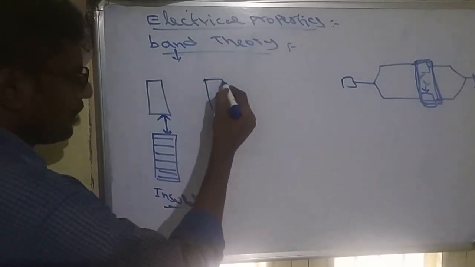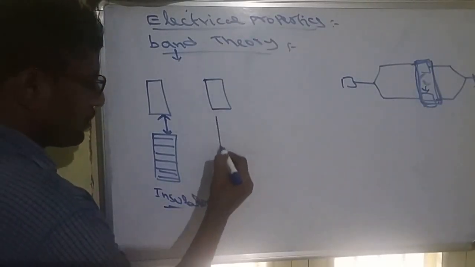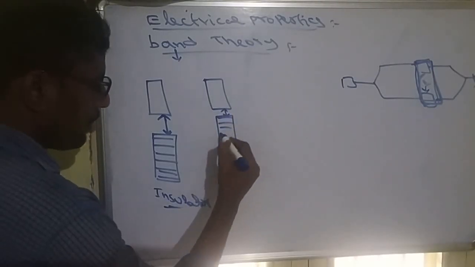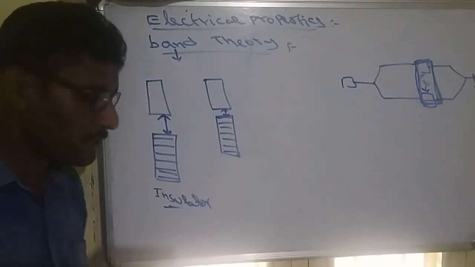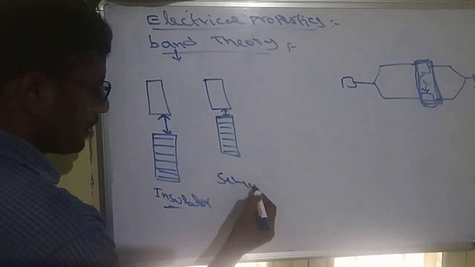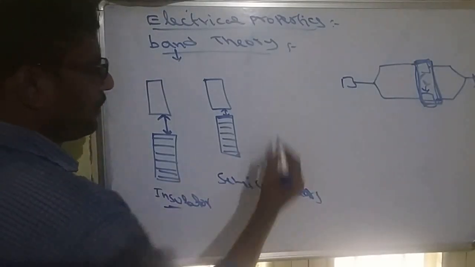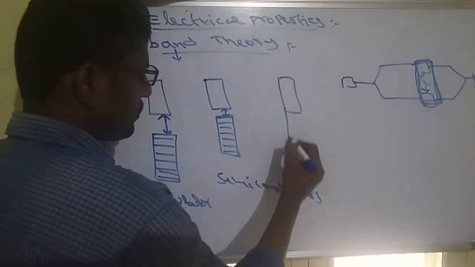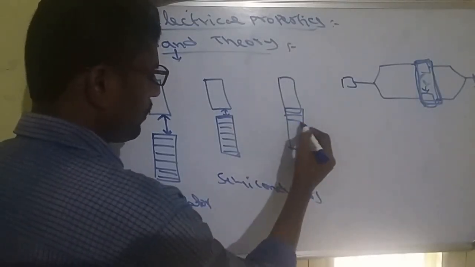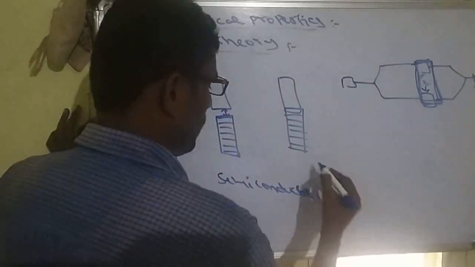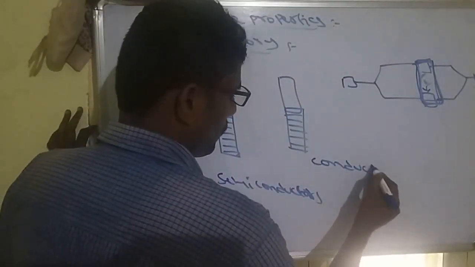Similarly, if between these two a small energy gap is there, this is called the energy gap, and that is called a semiconductor. If there is no energy gap, and both are directly combined, then electrons can be easily excited. They conduct electricity. Those are called conductors.